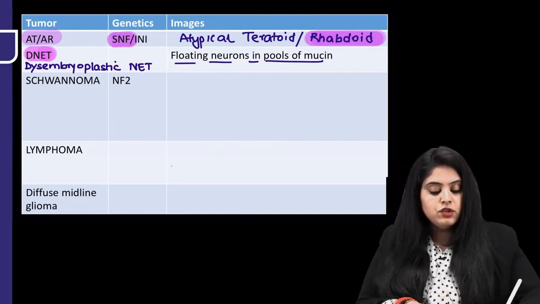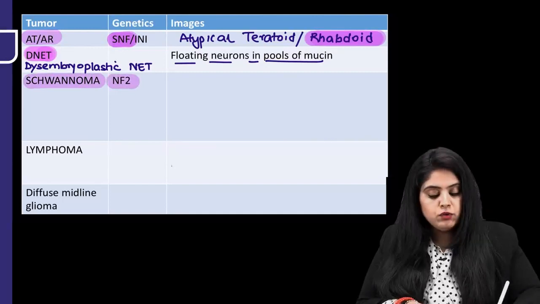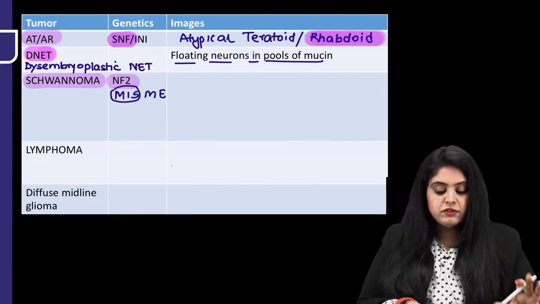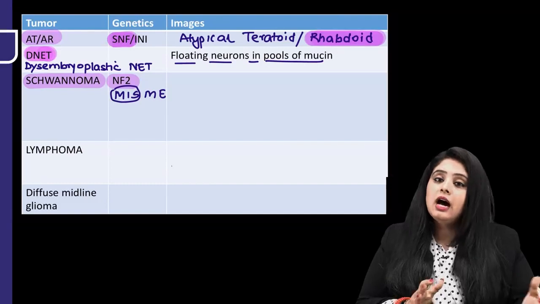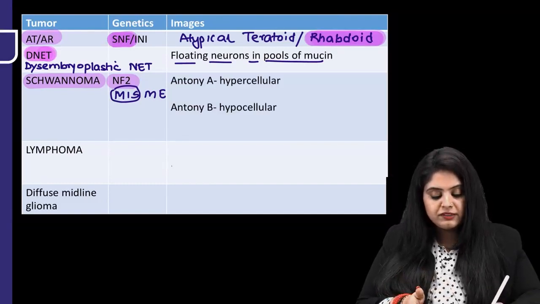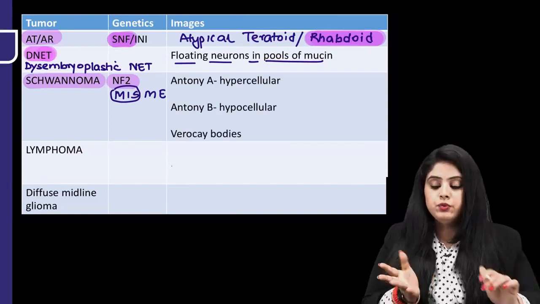Coming to the next, that is schwannoma. Schwannoma, I have already told you, it's a part of NF2. NF2 means the MISME mnemonic. So I have told you over there that multiple inherited schwannomas are going to occur. The only question further that you have to know out here is, how is schwannoma going to look microscopically? So please note, schwannoma has three very important things to show you.